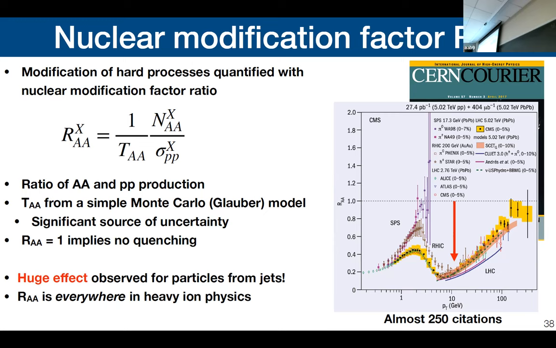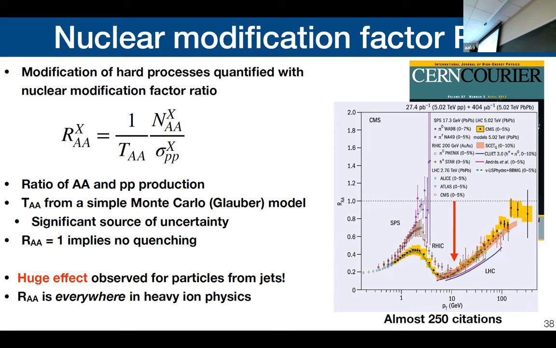In this study, I show the new data points, the yellow data points, but this RAA observable is not new. It's been measured at RHIC, and here it's been measured by the SPS. There are theoretical calculations, right? So this study was very influential. It has almost 250 citations. It was featured in the CERN Courier.